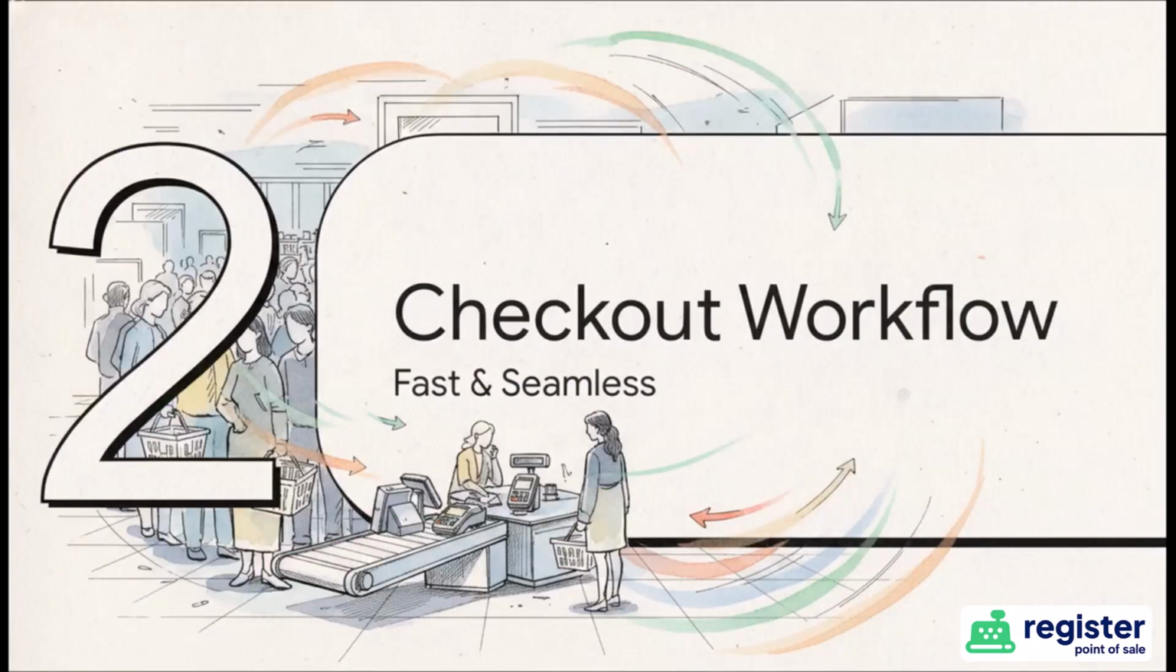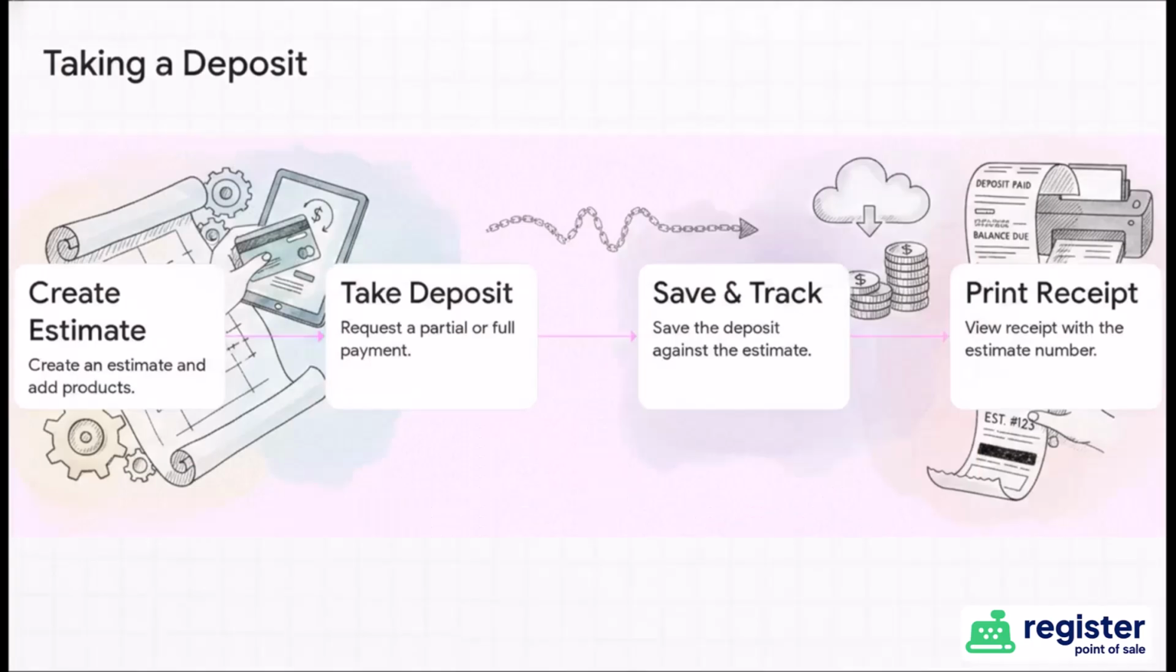Moving right along to part 2, the checkout workflow. Fast, flexible, and seamless. Picture the front counter. The workflow here is designed purely for speed and precision. First, you create an estimate and add your products or services. Second, you just request the deposit payment. This pops right up on the screen. Third, you save and track it. The system automatically connects this payment directly against the original quote, leaving the remaining balance open. And fourth, you print the receipt. It clearly displays the deposit amount paid and lists the specific estimate number right there on the slip. It is an incredibly rapid, straightforward process for your cashiers.